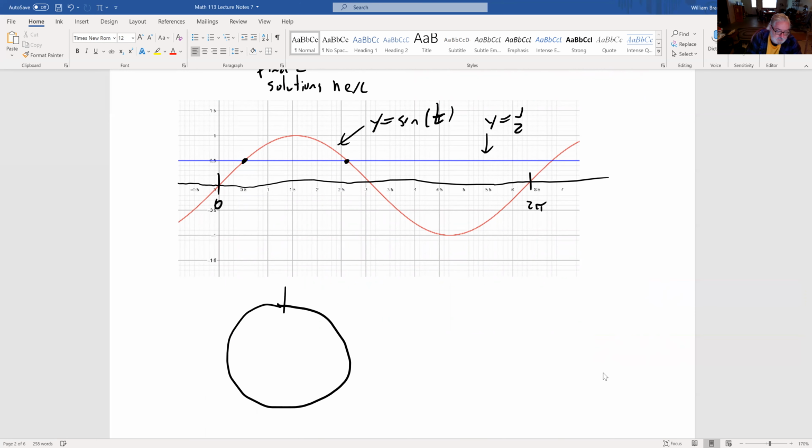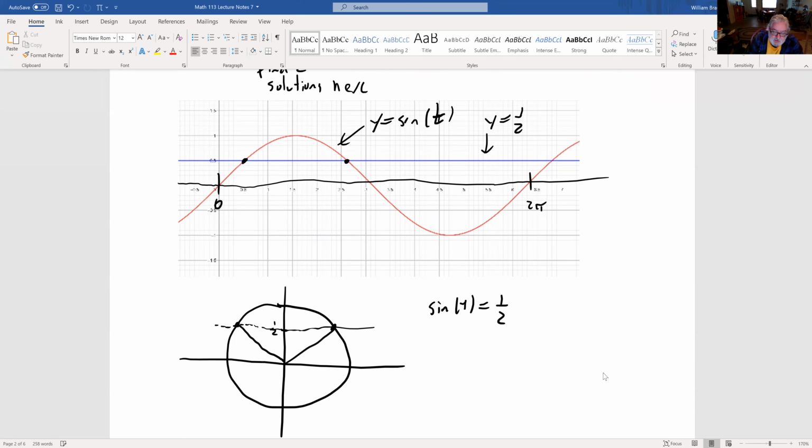Here's our unit circle. Sine of t equal to 1/2. Remember that sine is the y coordinate on the unit circle. So there's two angles. One is here, and the other one is there. So two angles to give me sine of t equals 1/2. So sine of t equals 1/2 has two solutions. T equals, well, 1/2 we know is part of a 30, 60, 90 triangle.